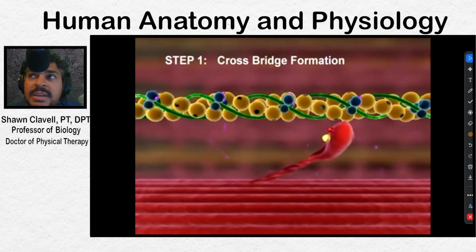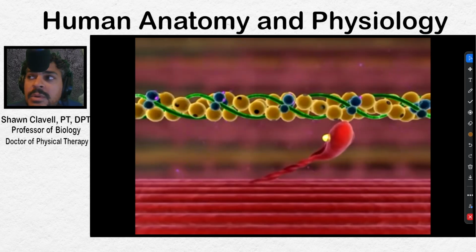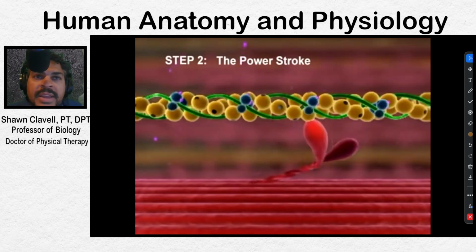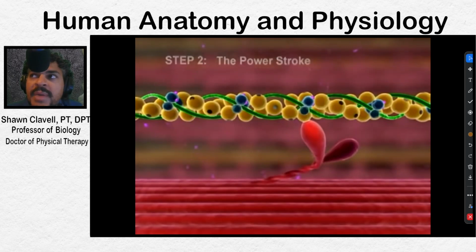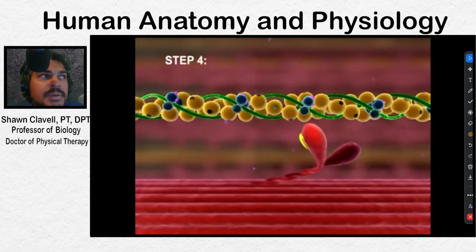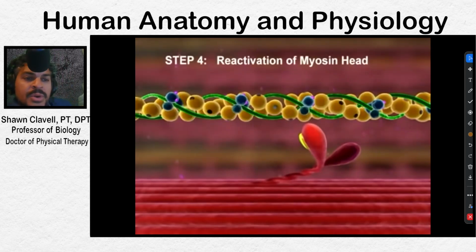The second step is power stroke. Here it is, power stroke. It's passive. You don't need energy initially for the power stroke to occur. And then the next is that ATP will bind to the myosin head, causing it to detach, and then reposition or place it in the cocked position. So there's detachment, and then reactivation or repositioning or cocking of the myosin head.